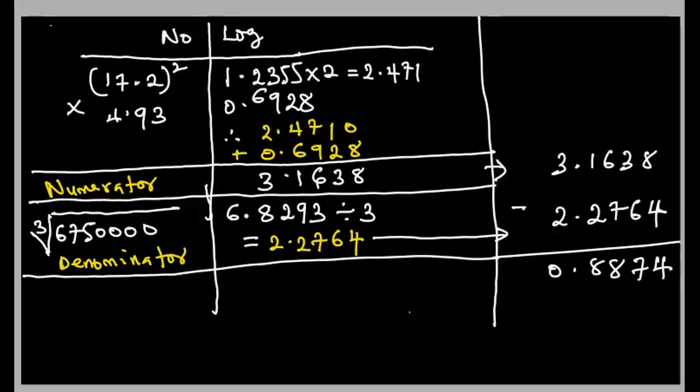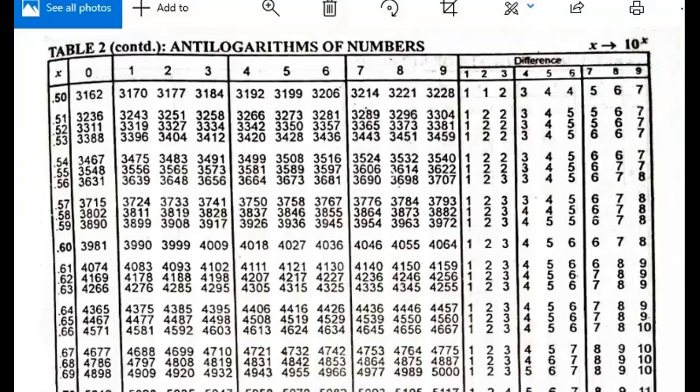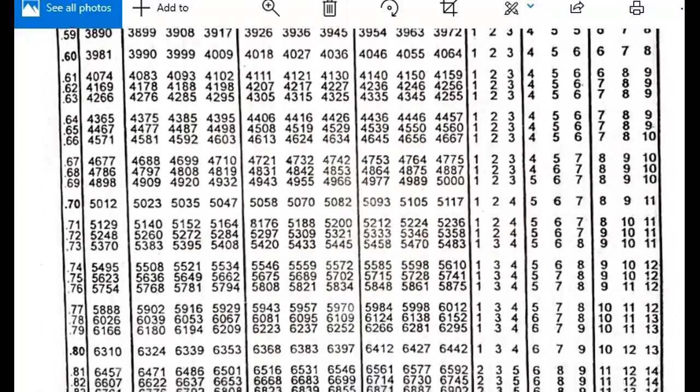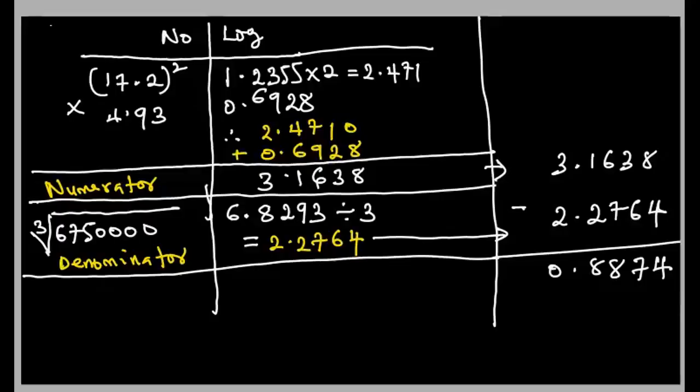Now let's get the anti-log. To get the anti-log of this, we need the anti-log of 0.88 under 7, difference 4. 0.88 under 7 is 7709. Difference 4 is 7. When you add 7709 plus 7, we have 7716.